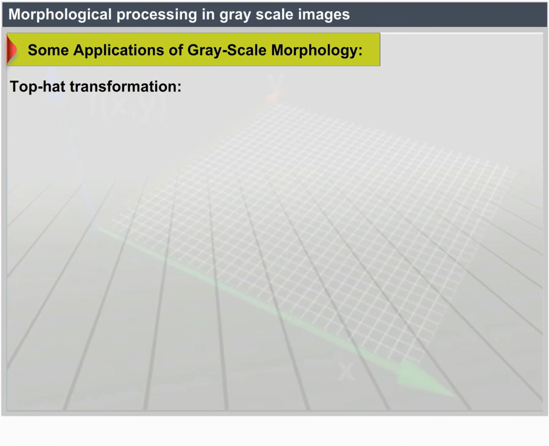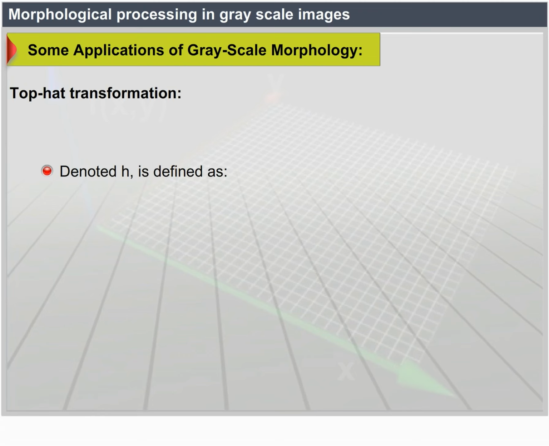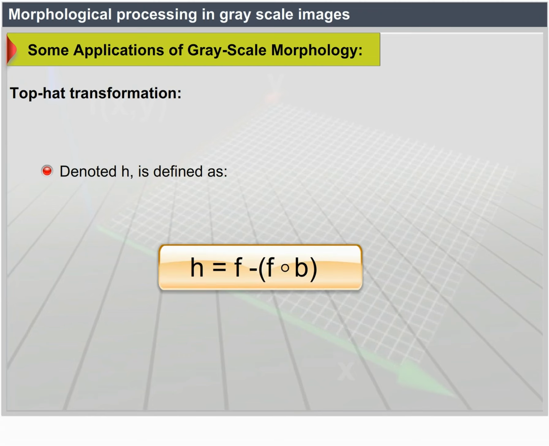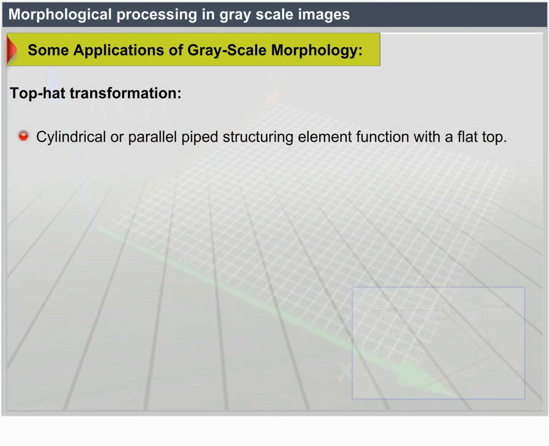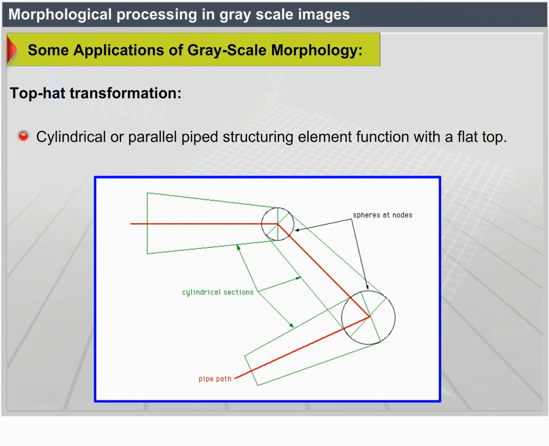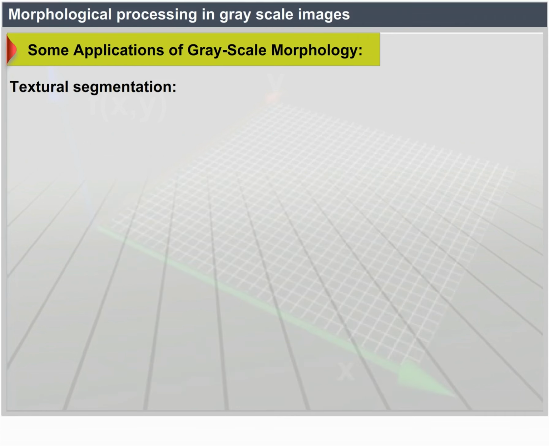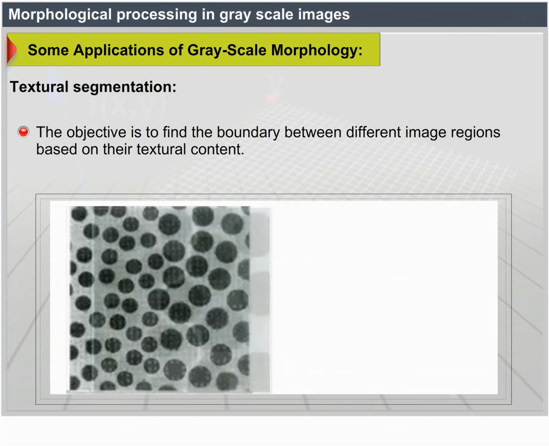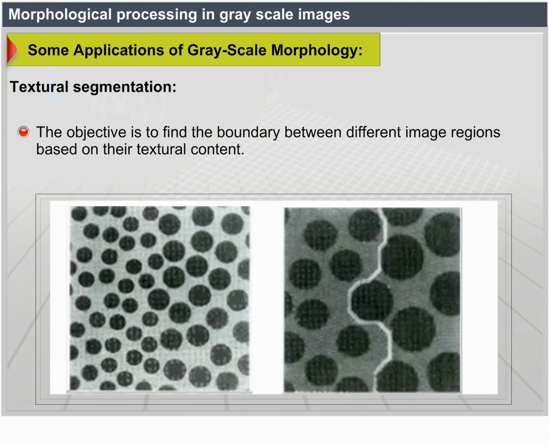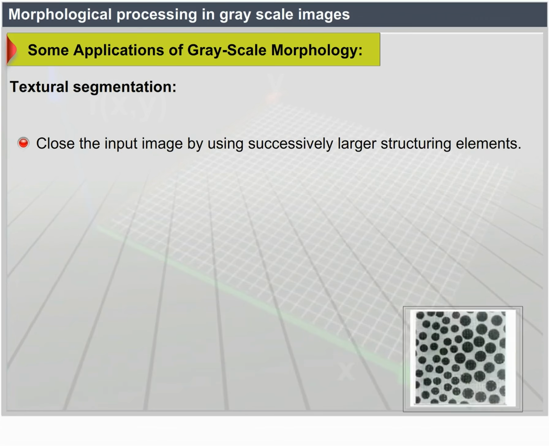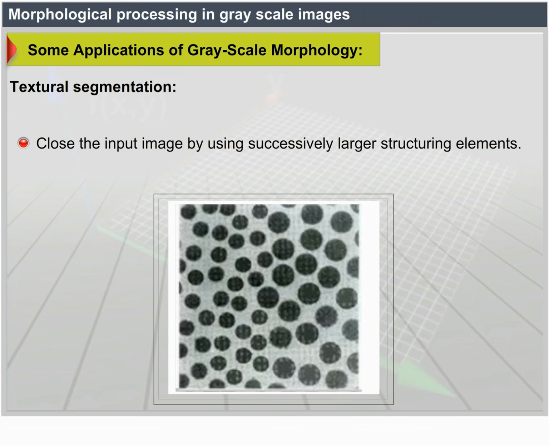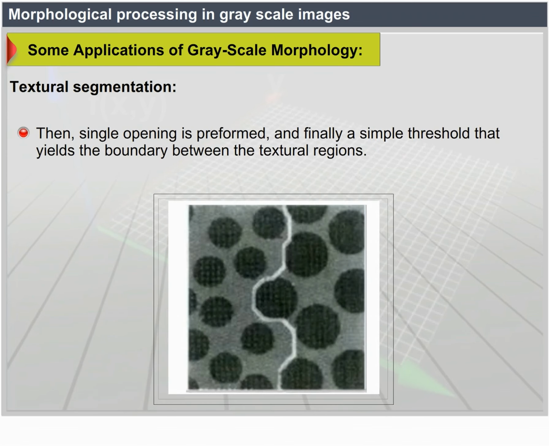Top hat transformation. Denoted by H, it is defined as H equals F minus the opening of F by B. It uses a cylindrical or parallel pipe structuring element function with a flat top. Useful for enhancing detail in the presence of shading. Textural segmentation. The objective is to find the boundary between different image regions based on their textural content. Close the input image by using successively larger structuring elements. Then a single opening is performed, and finally a simple threshold yields the boundary between the textural regions.